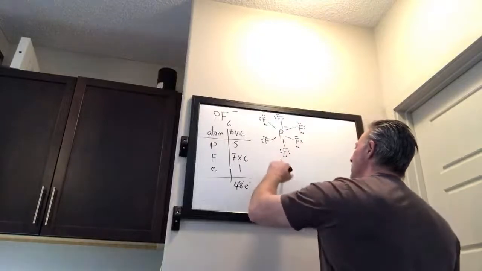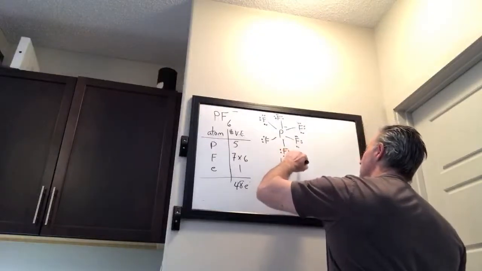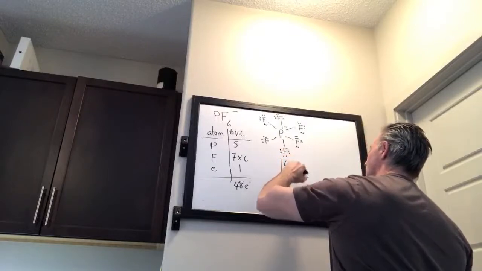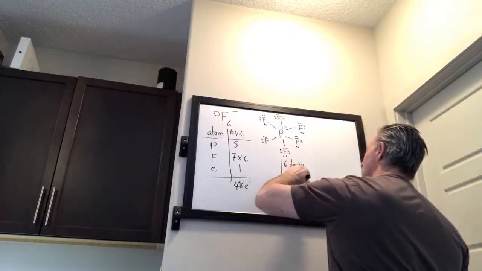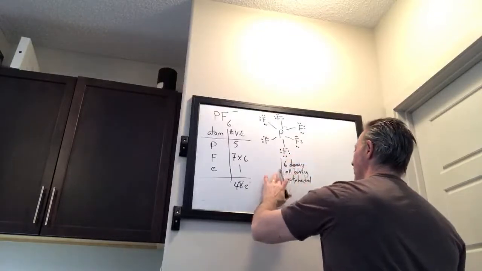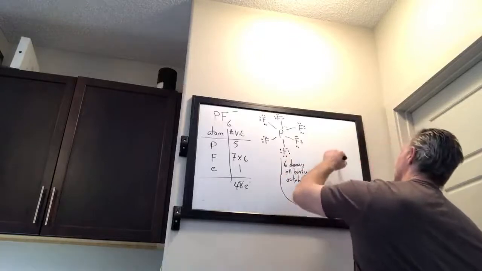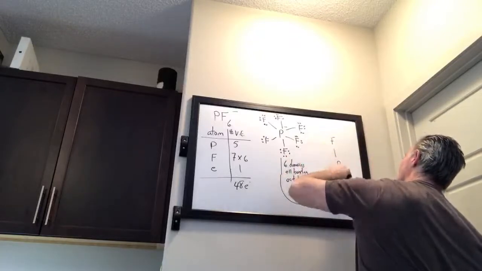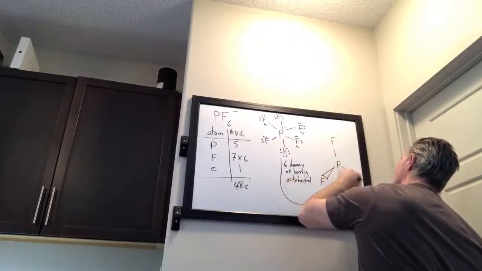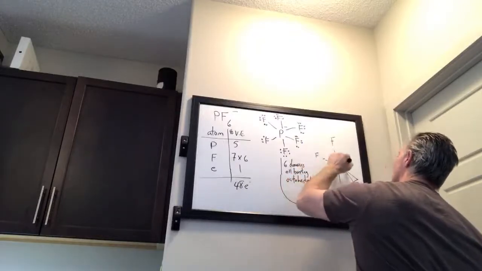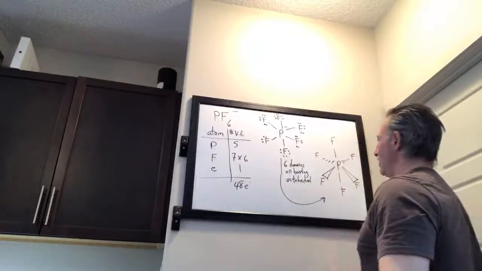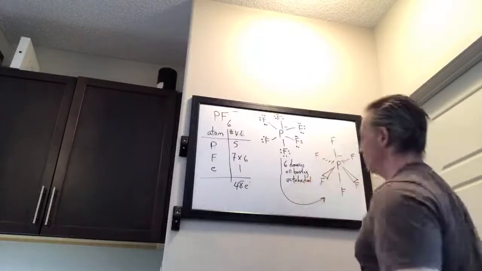You have 6 domains, all bonding, so that points to an octahedral geometry. And the way you would draw it, I'll draw it over here. 1 up, 1 down, 2 coming at you, and 2 going behind the plane of the board. Bond angles are all 90, and there's a negative charge on the phosphorus atom.